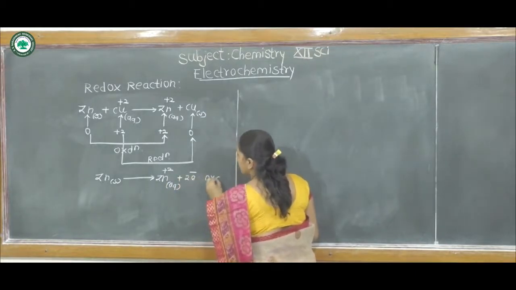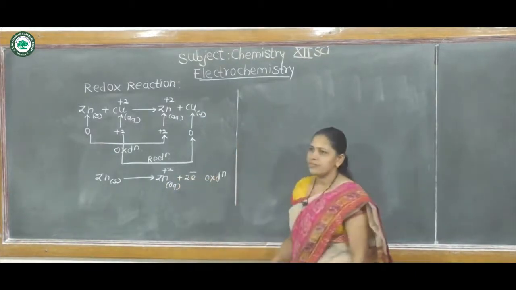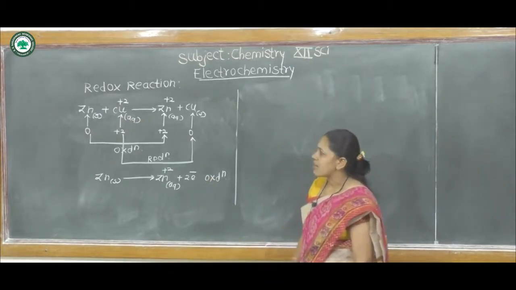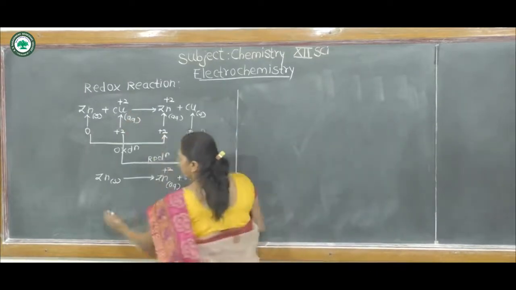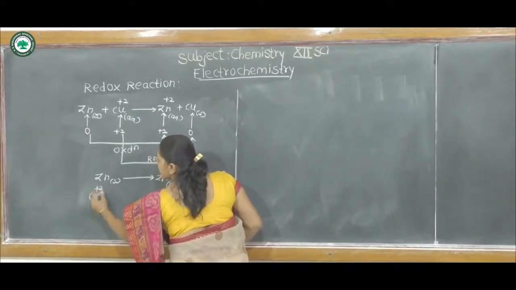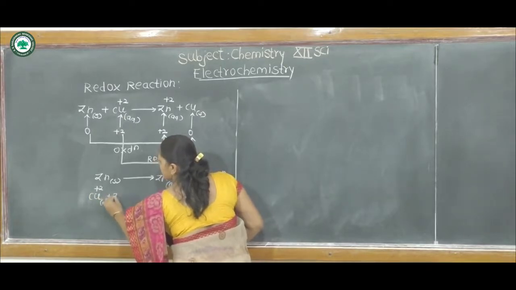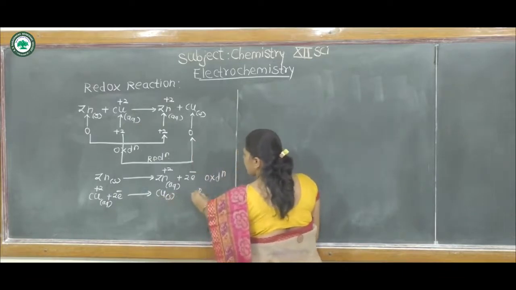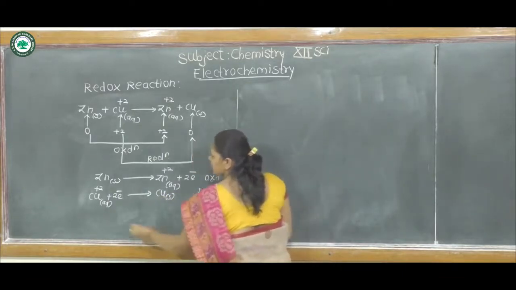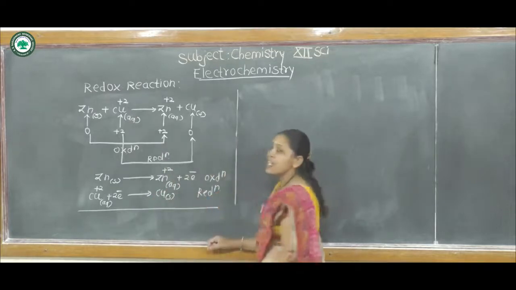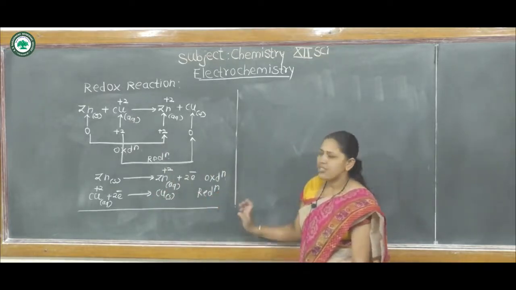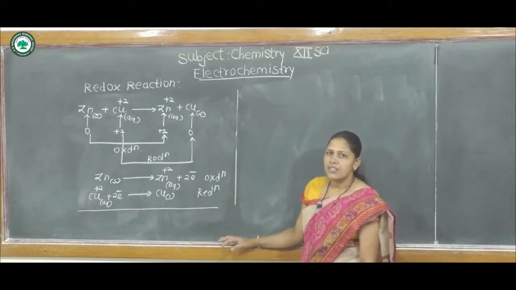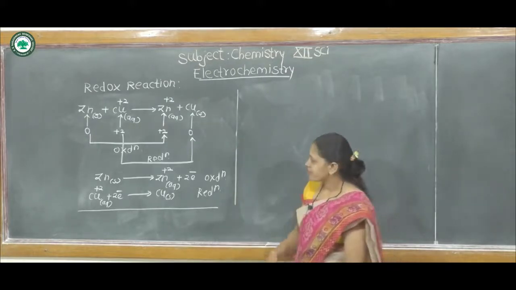This is oxidation reaction. These 2 electrons are lost by zinc atom, which are accepted by copper +2 ions to form copper metal, and this is reduction reaction. And by addition of these 2 reactions, that is oxidation half reaction and reduction half reaction, we get redox reaction.